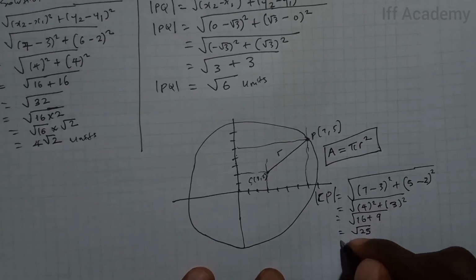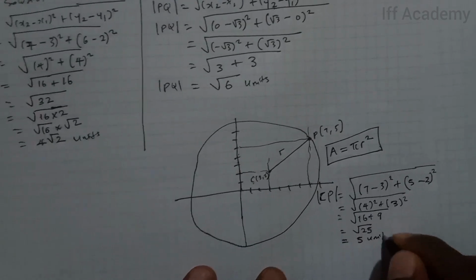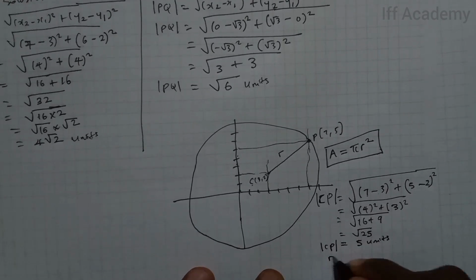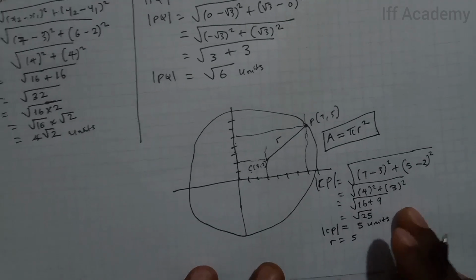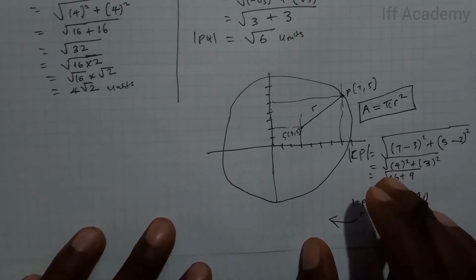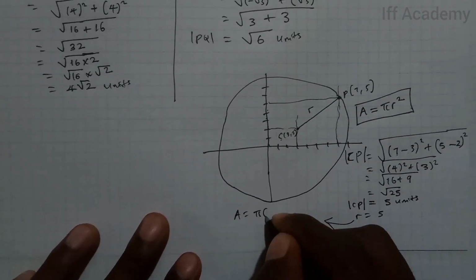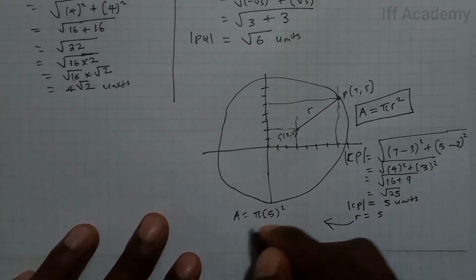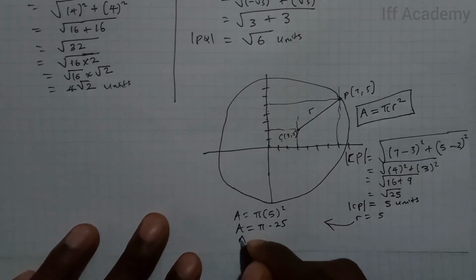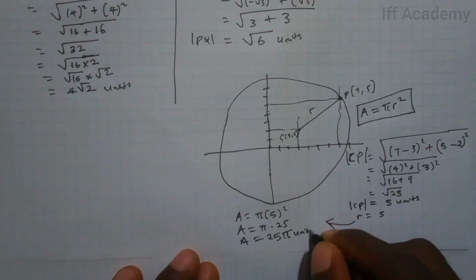And then the square root of 25 is 5. So we have 5 units. That's CP. But this CP is also R. So R is 5. So from here, we can easily find the area of the circle. So just input it in the formula. So A becomes pi times R squared. What is R? 5 squared. So the area of the circle is pi times 25. So the area of the circle becomes 25 pi unit squared.